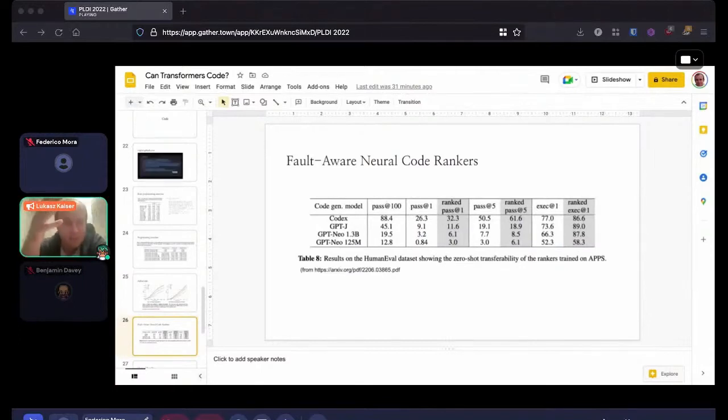And instead of training it from scratch, you basically take the transformer you have, with one layer on top that takes the representation vector and generates one number between 0 and 1, which is the probability that this whole code you've just generated is correct. This is a paper that tested this on the HumanEval data set, and it shows that this ranking improves the number of passes, as you'd think.